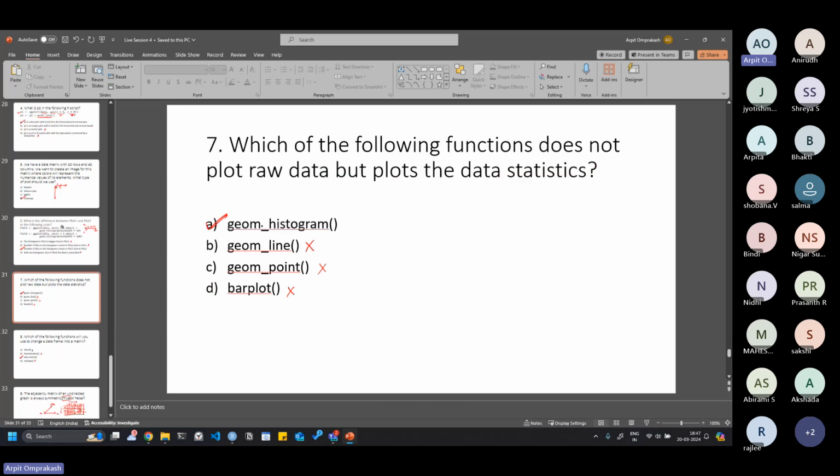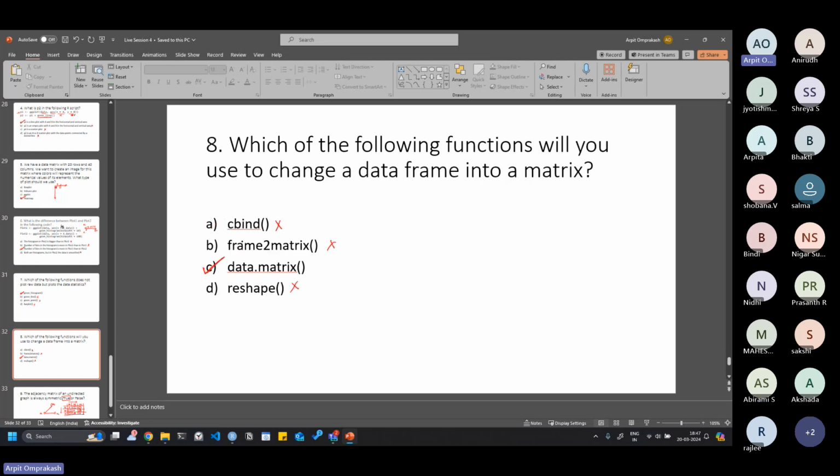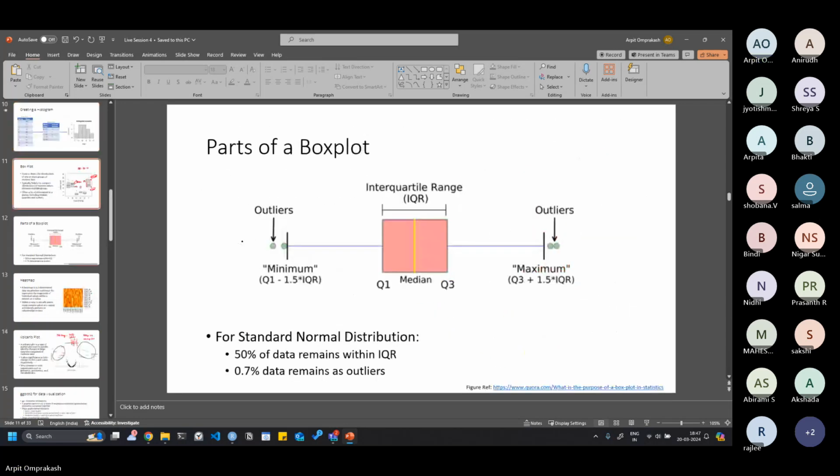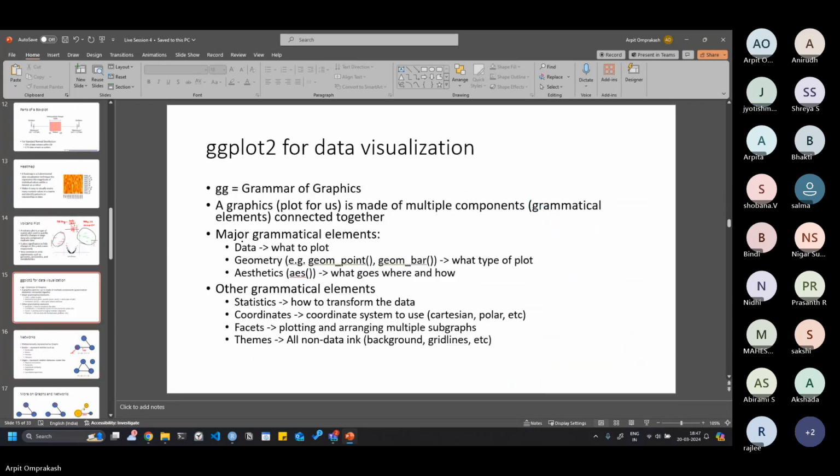Then they may ask you what do these functions do, what arguments do these functions take, right? So things like that you might be asked in this case. Is that clear?